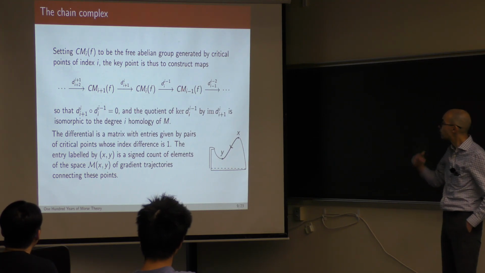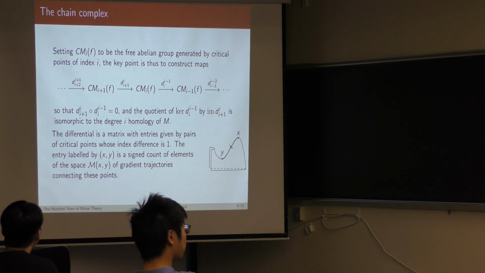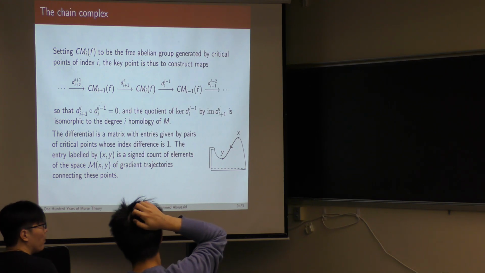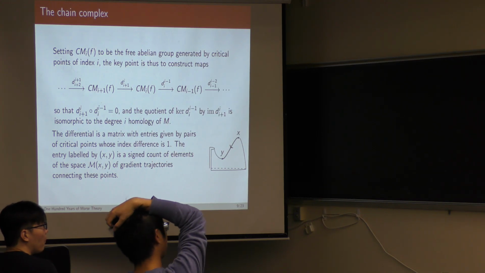And then when I said earlier that the homology, what that means is that the quotient of the kernel by the image is going to be the homology. Okay? So this d_{i-1}, for example, it's just a big matrix. It has some coefficients. The coefficients are numbers. What kind of numbers is a good question. We'll come back to that later.